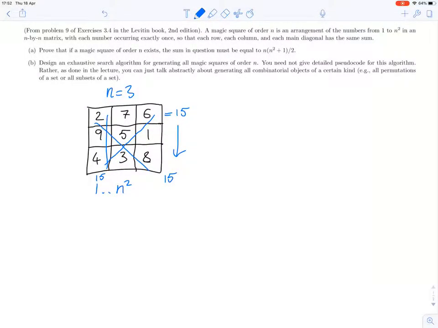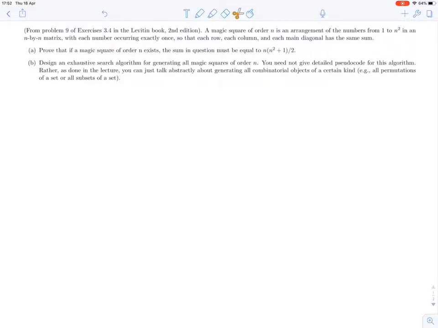Now the first part of the question is really just a mathematical question. It's asking you that if a magic square of order n exists, what must that sum actually be? Okay, so we can work this out in a fairly straightforward way. What we're trying to work out is the sum of one row. Let's call this S.